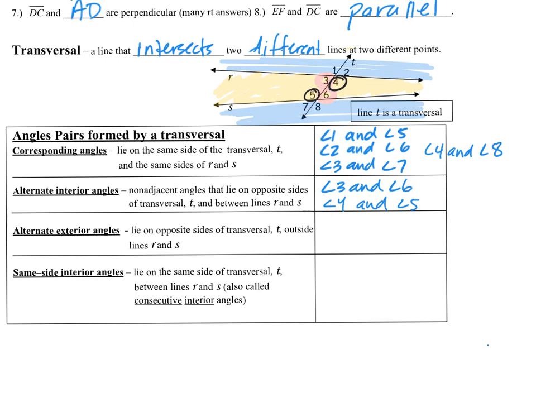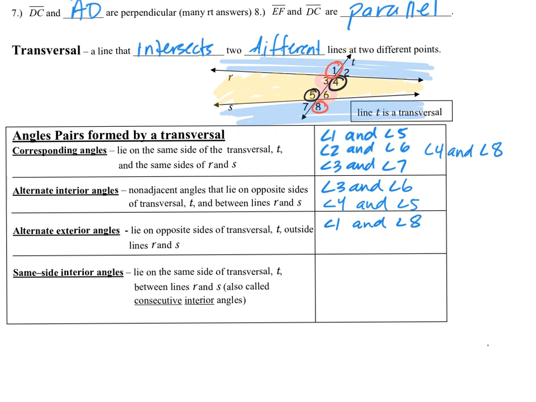So alternate exterior angles lie on opposite sides of the transversal T and outside, or on the exterior of, the lines R and S. For example, if you look at angle 1 and angle 8, notice how they are on alternating or opposite sides of the transversal, and they're in the blue region. They're on the exterior of the two lines being transversed. So that's our first pair of alternate exterior angles, angle 1 and angle 8.